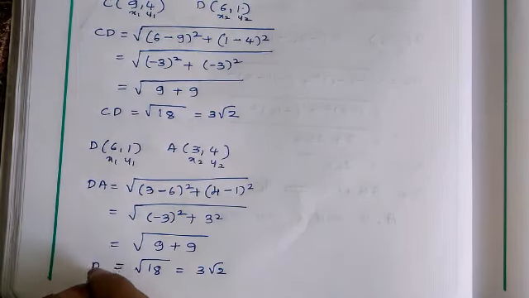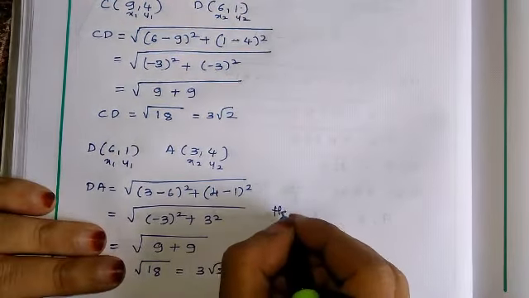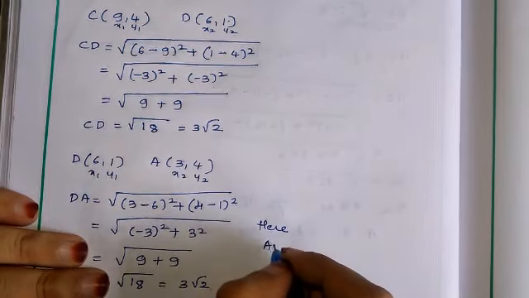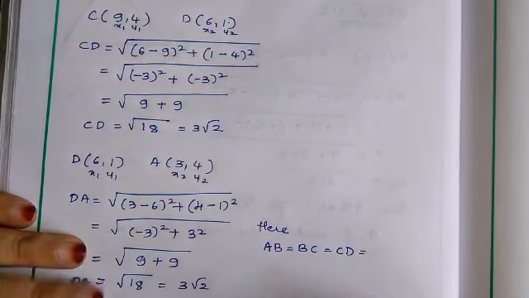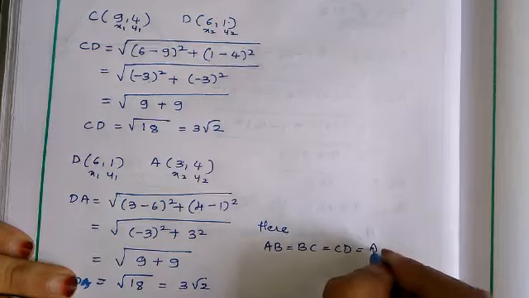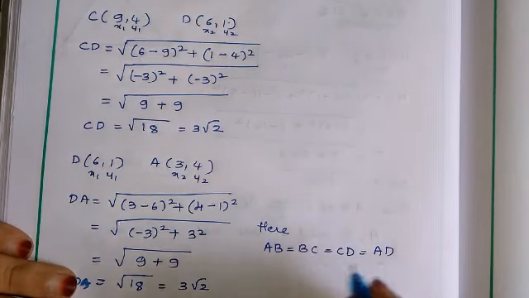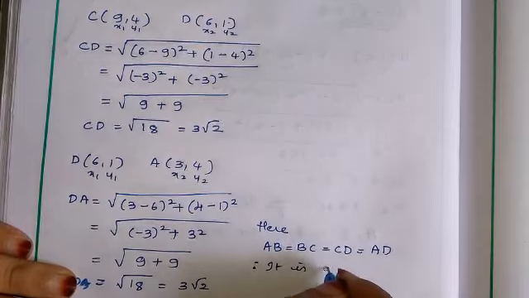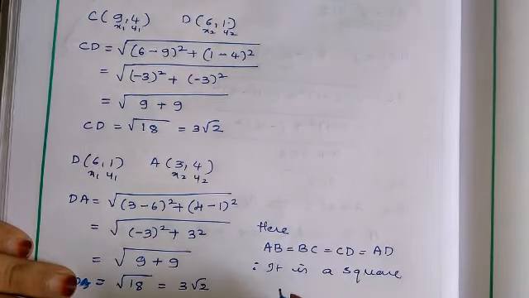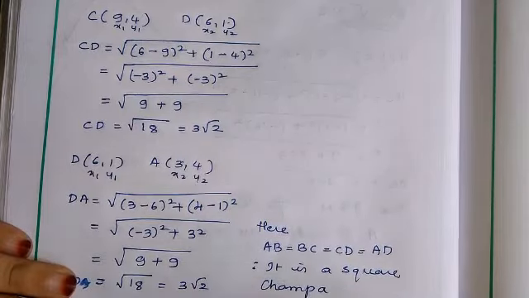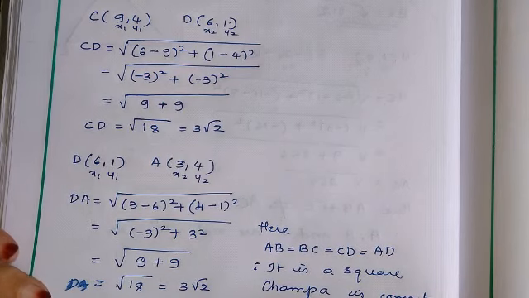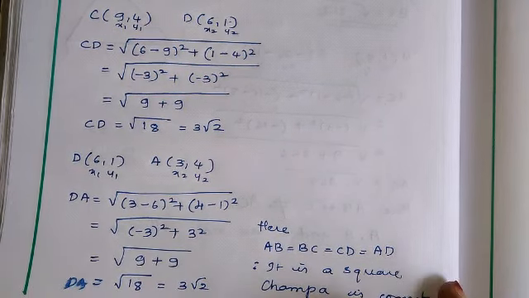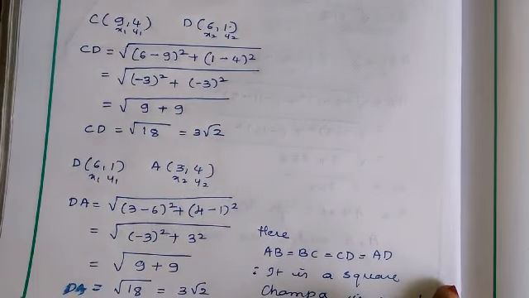So here we can see AB is equal to BC, BC is equal to CD. All answers are 3 root 2, that is root 18, and AD too. Here all sides are equal. Therefore it is a square. Champa is correct. They have asked who is correct. Champa is correct, because Champa said it is a square, but Chameli disagreed. So Champa is correct. This is about question number 5. Now let us see question number 6.